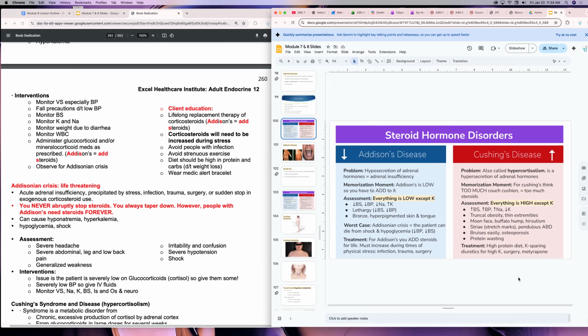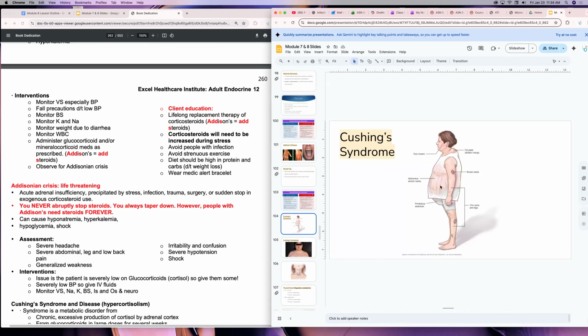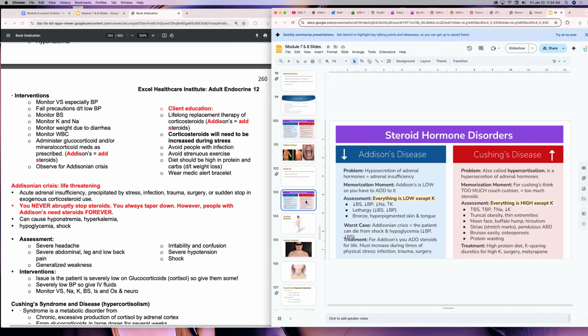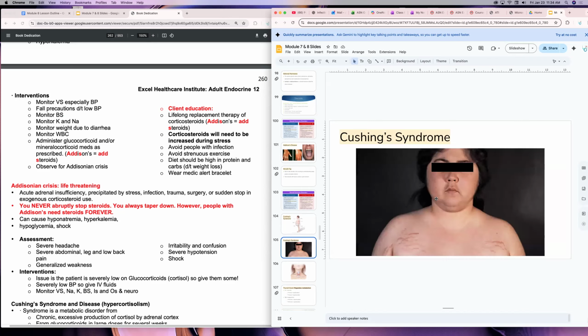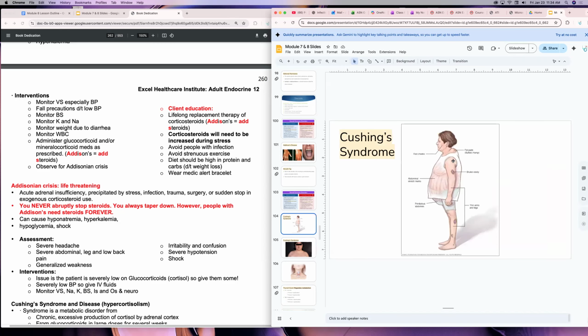Also, Cushing's, they're going to have truncal obesity and thin extremities. So that means the trunk or the center of their body will be very big and round, but their extremities are very thin. So they're going to have thin arms and legs. Also, they're going to have a moon face, which is a very round face, and a buffalo hump, which is a fat pad.